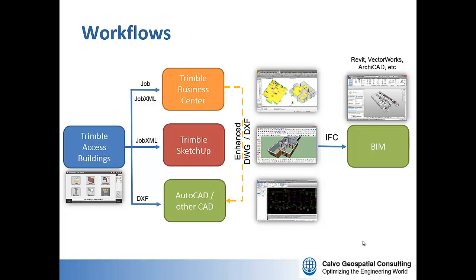In this overview we see the workflows that we can follow. We are in the field with the Trimble Access Buildings app, and from there we can go through Trimble Business Center, through a job or job XML file, and create 2D or 3D deliverables. From there we can even create an enhanced DWG DXF, which is the recommended way to create highly detailed plans. We have another option going through Trimble SketchUp, so also with a mouse click we create a 3D and BIM model, and from there we can export it to IFC, so we will be able to go into the BIM world.